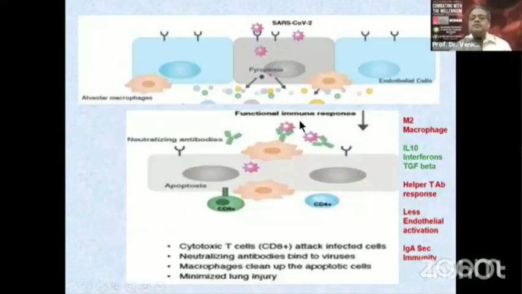So if you look at the antibody immune response, if you have a good immune response, these antibodies are produced, which are neutralizing antibodies. They bind to the virus and they elicit a predominantly M2 macrophage kind of reaction. So in that, IL-10, which is anti-inflammatory, interferons, which are antiviral, and TGF beta, which is protective, are produced more. There is a higher helper T cell response for antibody production. There is less endothelial activation and good secretory IgA immunity. Therefore, the cytotoxic T cells will attack the infected cells. The virus coming out is neutralized with the antibodies. Macrophages clean up the apoptotic cells and the virus, and there is minimal lung injury.